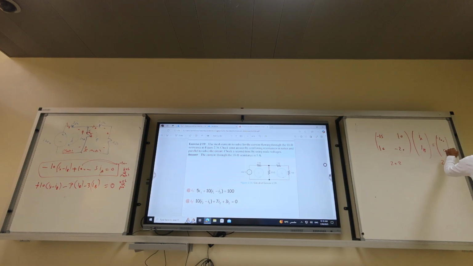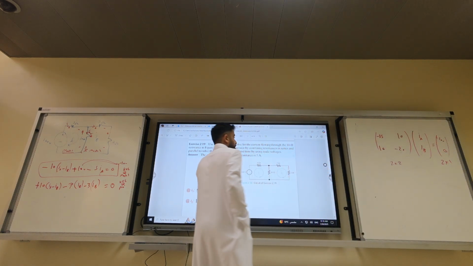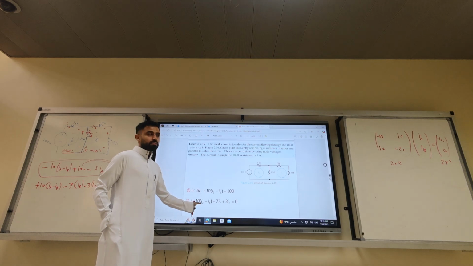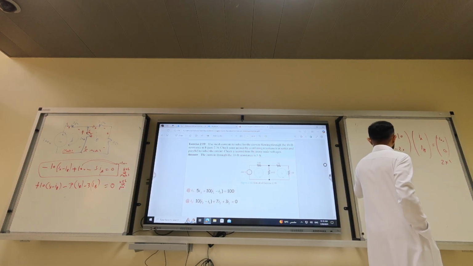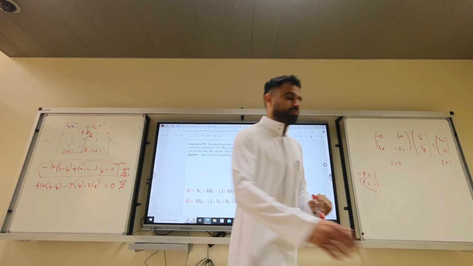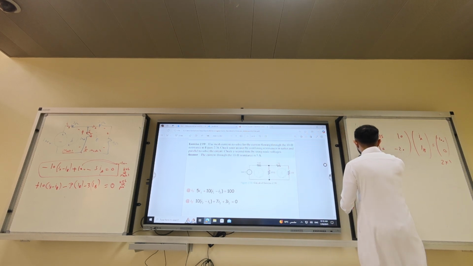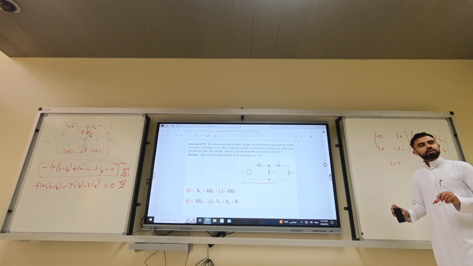Again, can you multiply this by minus 1? You will get 20 and minus 10. Doesn't matter. It's like saying minus x equals 1 or x equals minus 1. It's the same thing. Get it? This is negative because we use the voltage rise, voltage drop method, which is the one I want you guys to use.